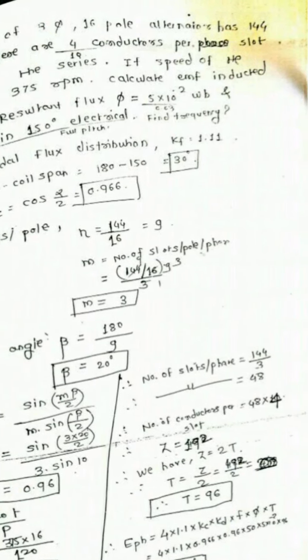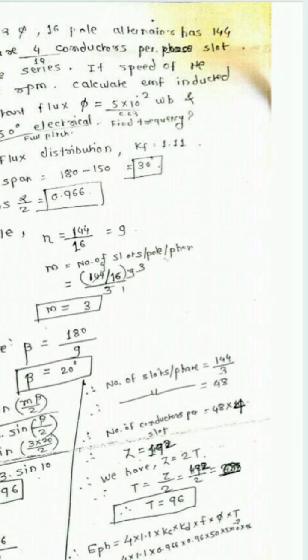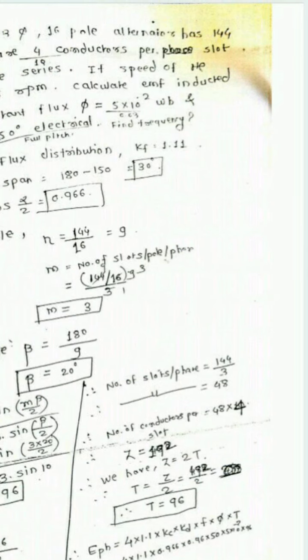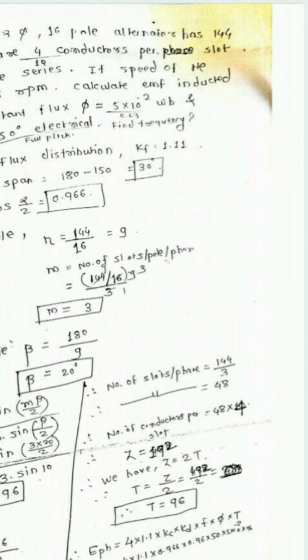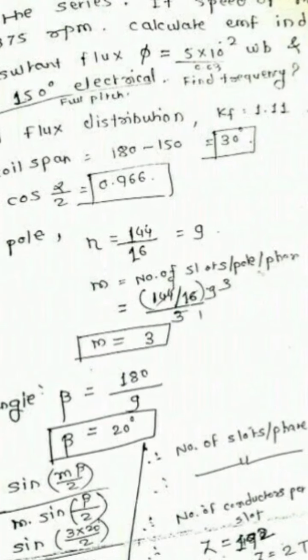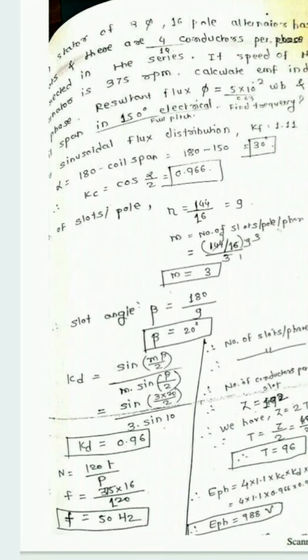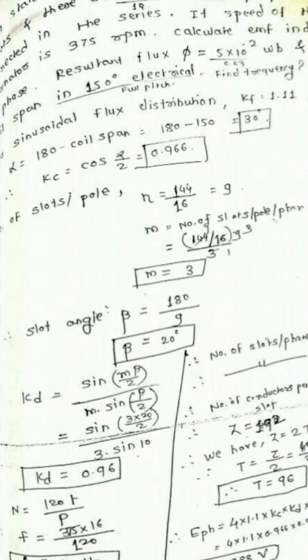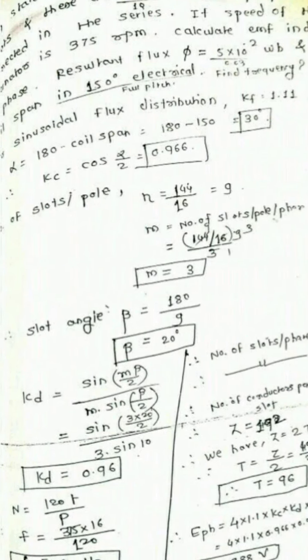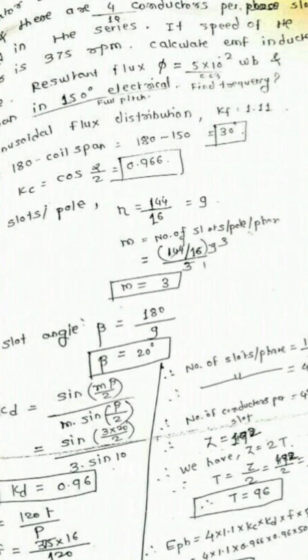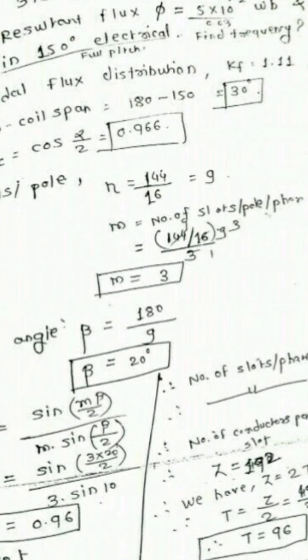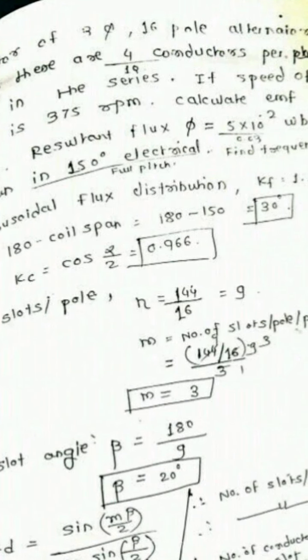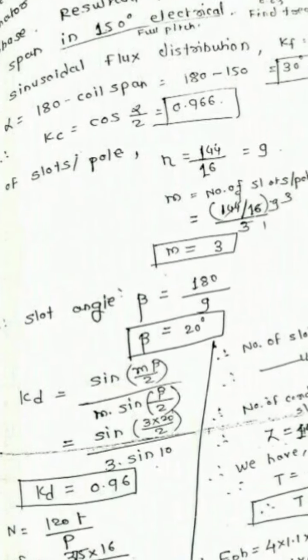So m is equal to the number of slots per pole per phase. From that we get the value of m, that is 9 by 3. Next we want to find the value of the slot angle. As we know, the slot angle beta is equal to 180 degrees divided by the slots per pole. In this problem, slots per pole is 9, so we get the value of beta equal to 20 degrees.